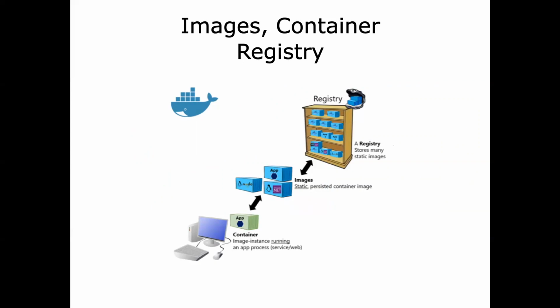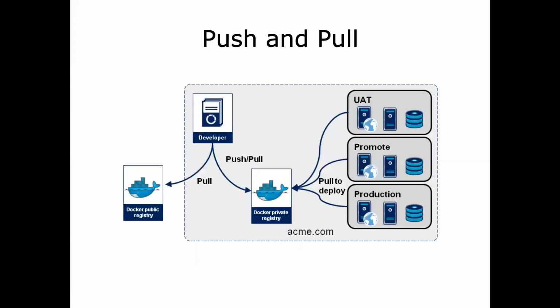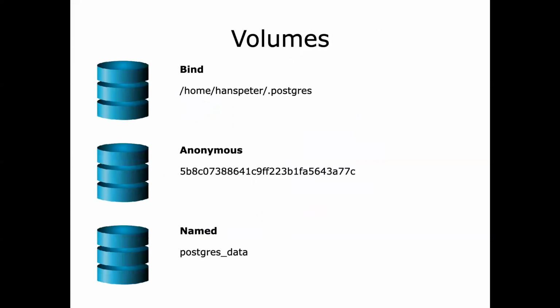So here, an image instance is running an app process. Just don't mix things up like images and containers. Images are static, containers are running images. Just think of it like the difference between classes and objects. Push and pull: you can push things towards the registry or you can pull things from the registry.